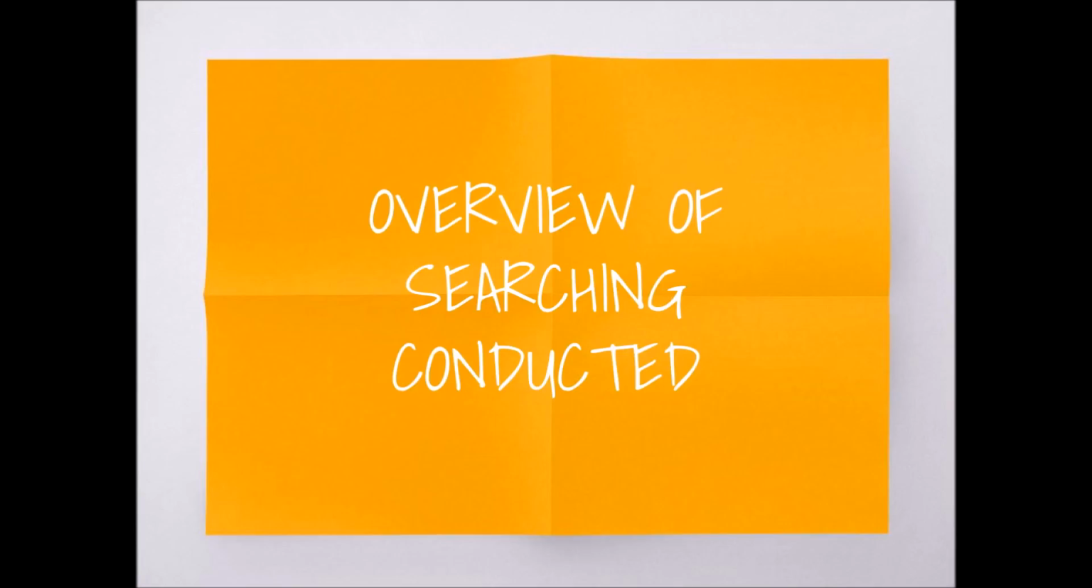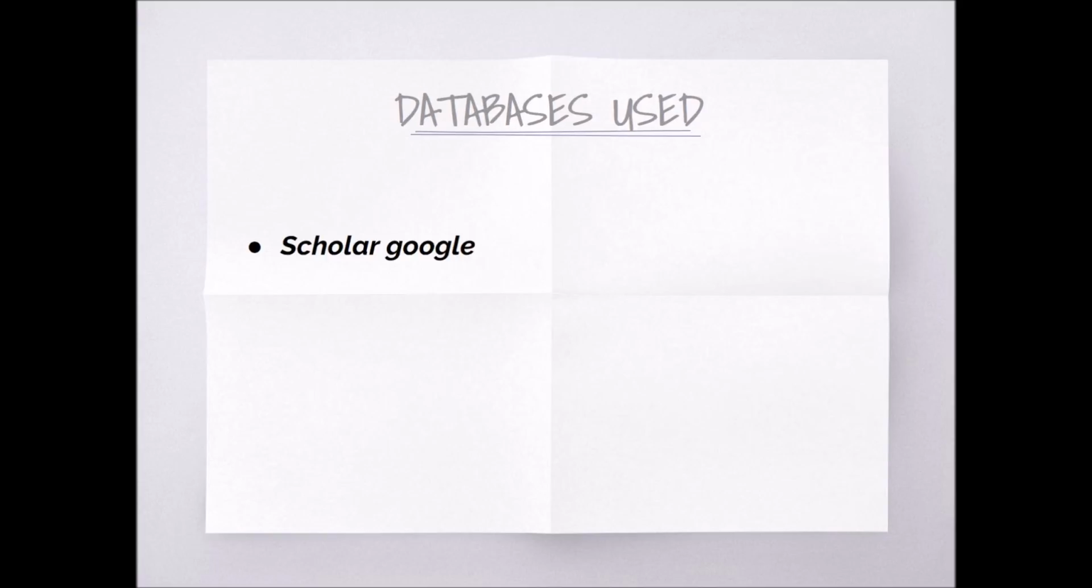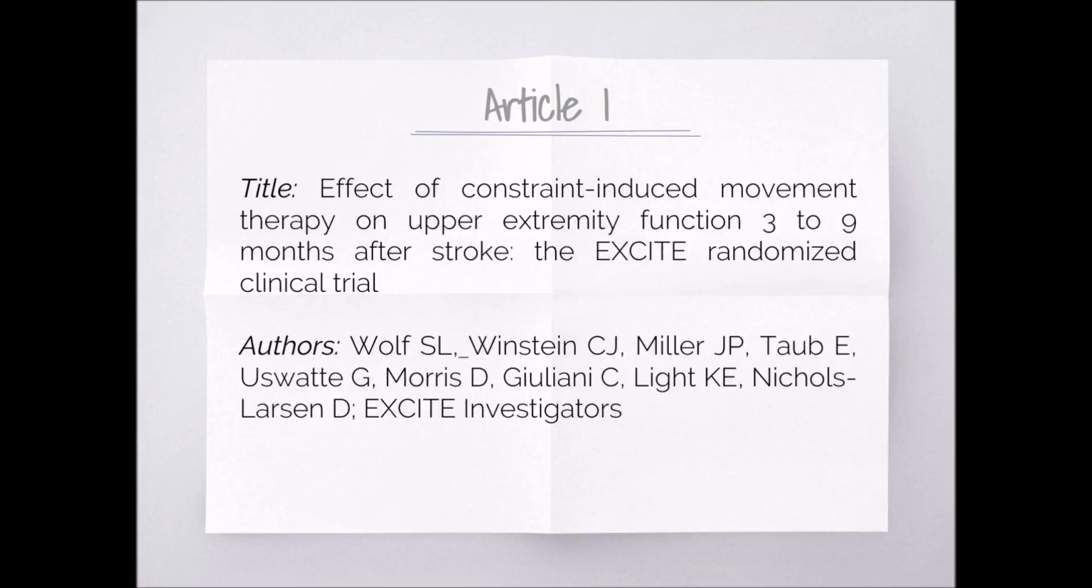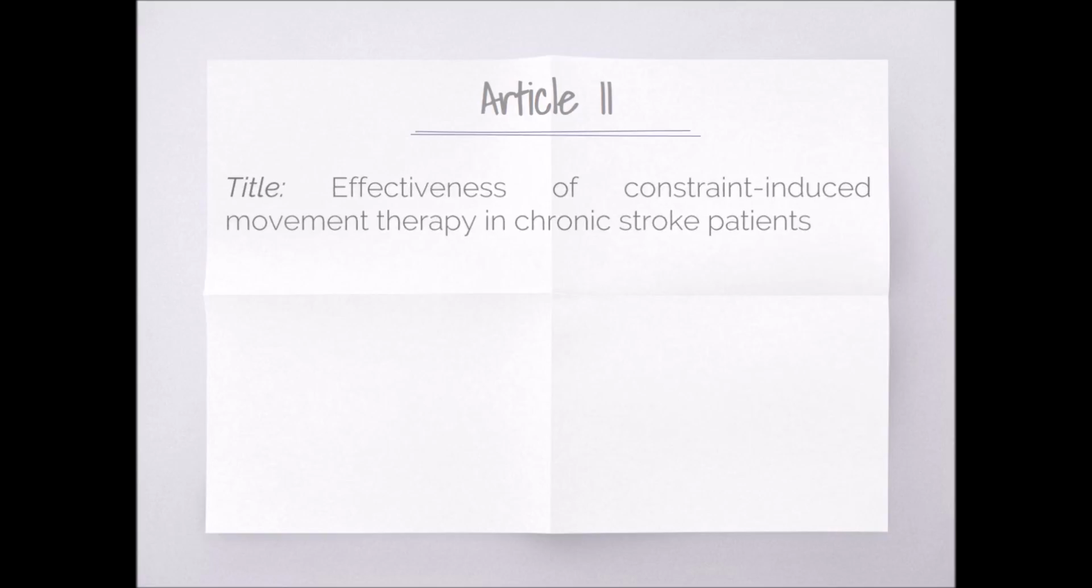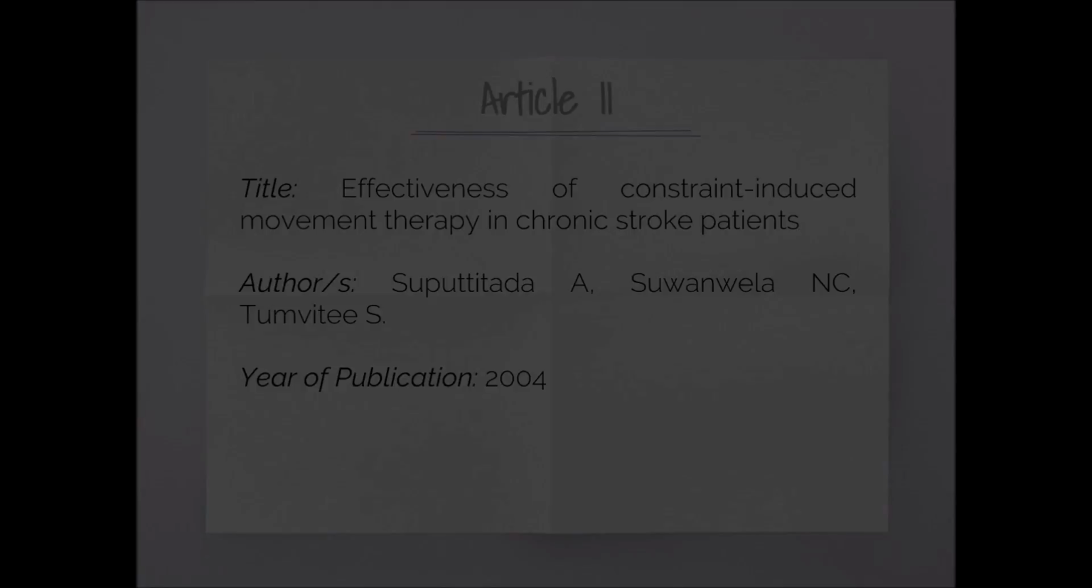Overview of searching conducted. The databases used were Google Scholar and UST Online Library. Article 1 is the effect of constraint-induced movement therapy on upper extremity function 3 to 9 months after stroke, the EXCITE randomized clinical trial. Year of publication, 2006. Article 2, effectiveness of constraint-induced movement therapy in chronic stroke patients. Published in the year 2004.